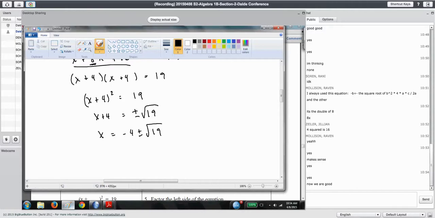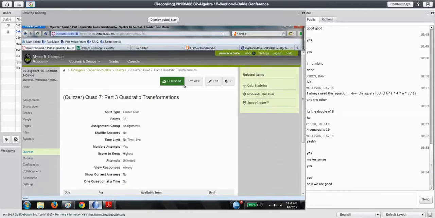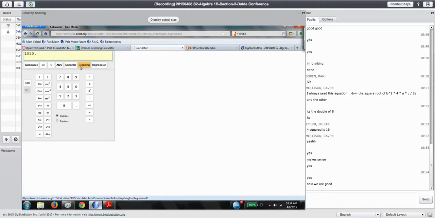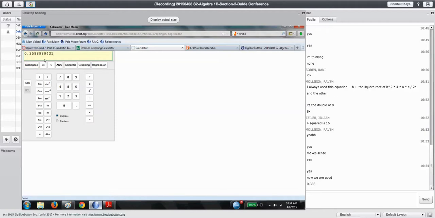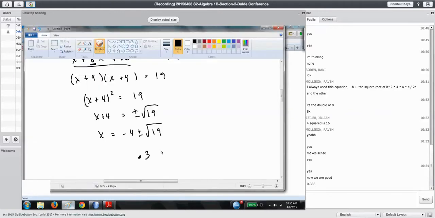Okay. Let's go back to a calculator here. What is negative 4 plus the square root of 19? Oh, I'm sorry, it's negative 4 plus the square root of 19. There you go, 0.358899. All right, that's one of my answers.